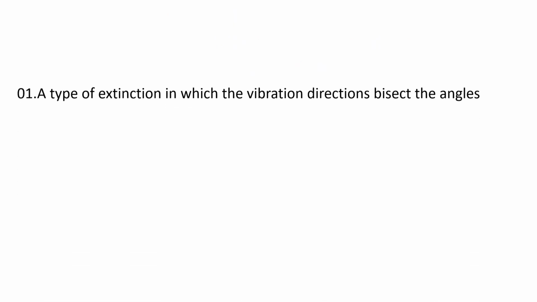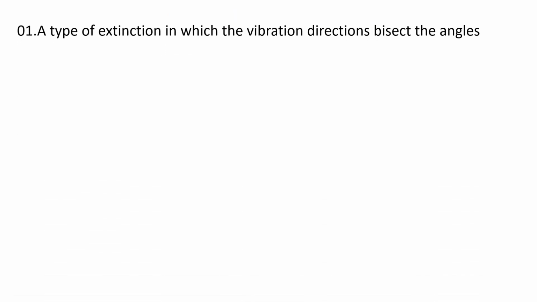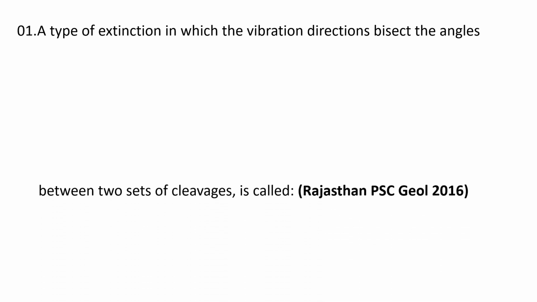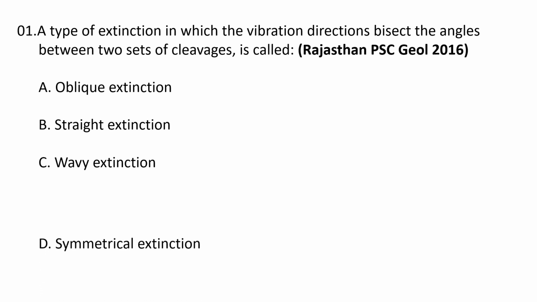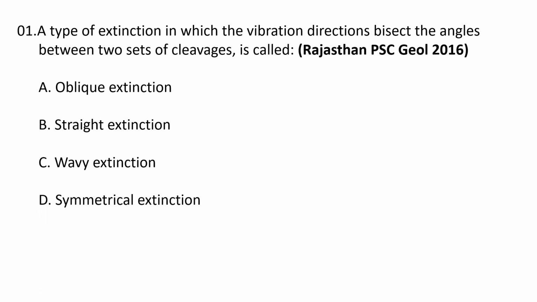A type of extinction in which the vibration directions bisect the angles between the two sets of cleavages is called A. Oblique extinction, B. Straight extinction, C. Wavy extinction, and D. Symmetrical extinction. So the correct option is symmetrical extinction. In optical mineralogy, the phenomenon which occurs when the vibration direction of the light bisects the angles between the two sets of cleavages is known as symmetrical extinction. So the correct option is D.